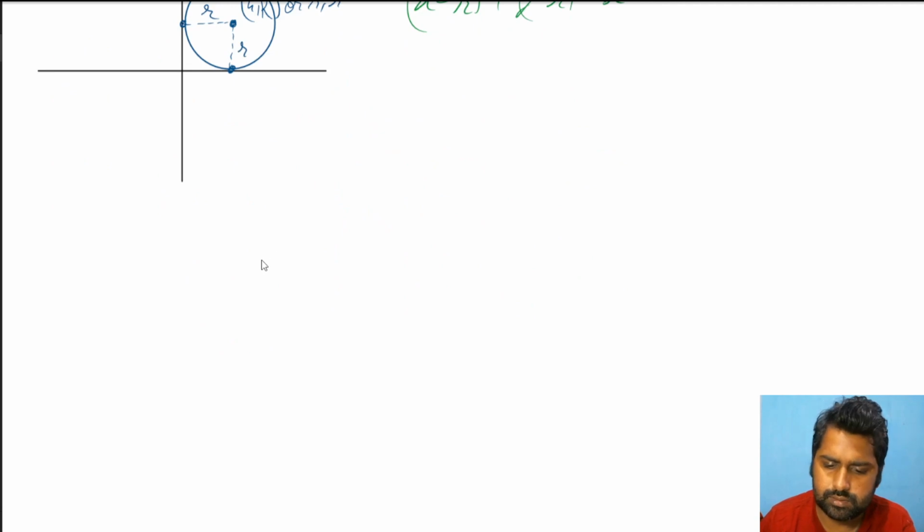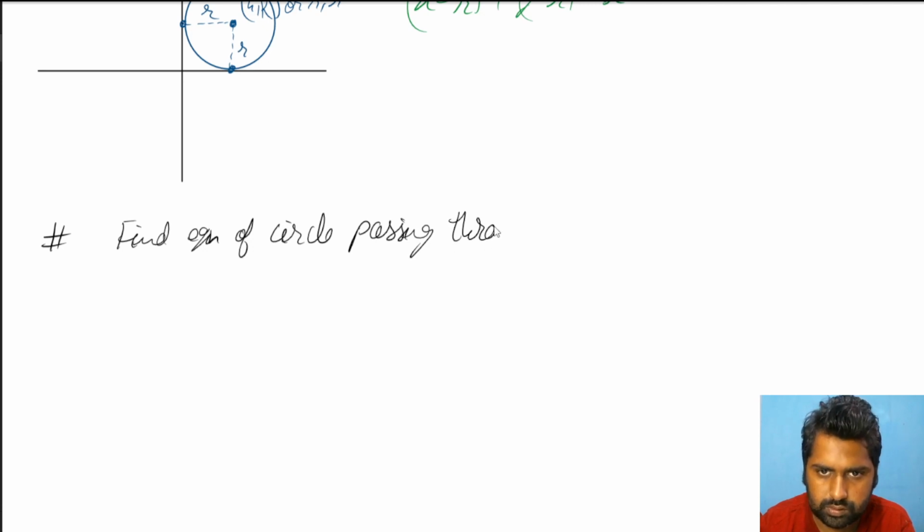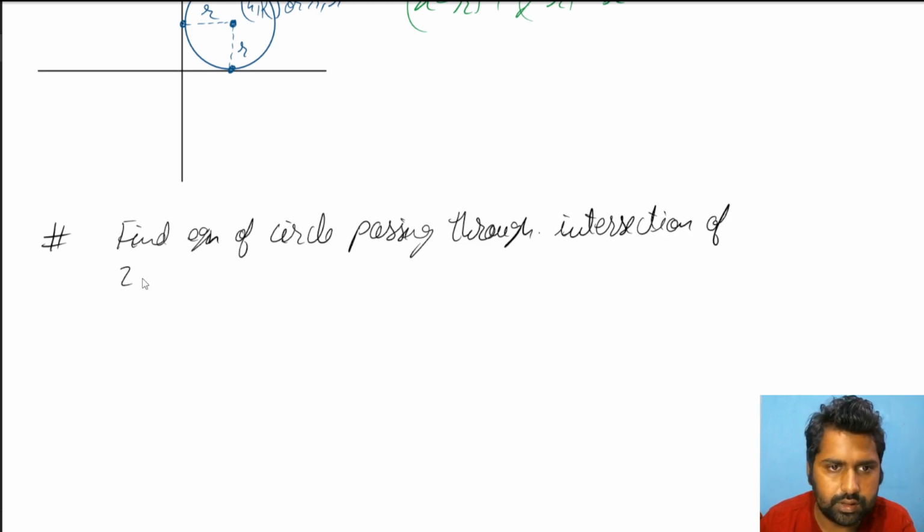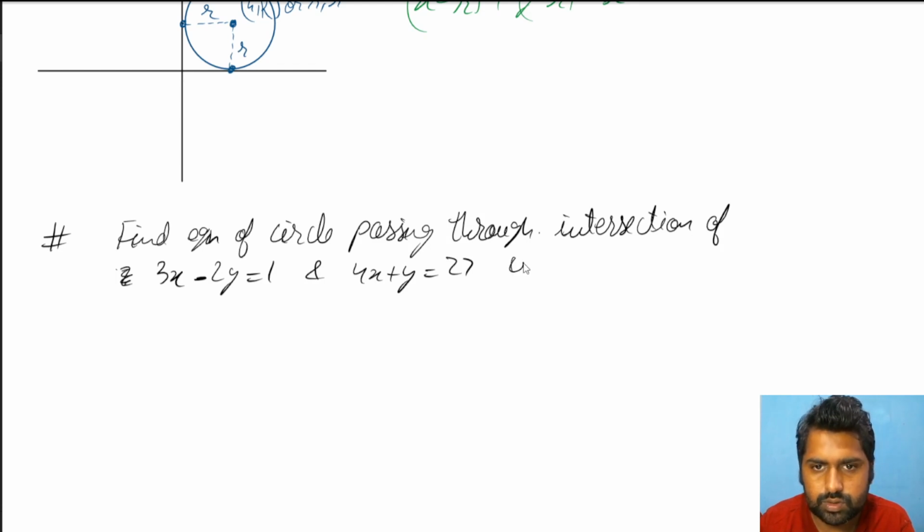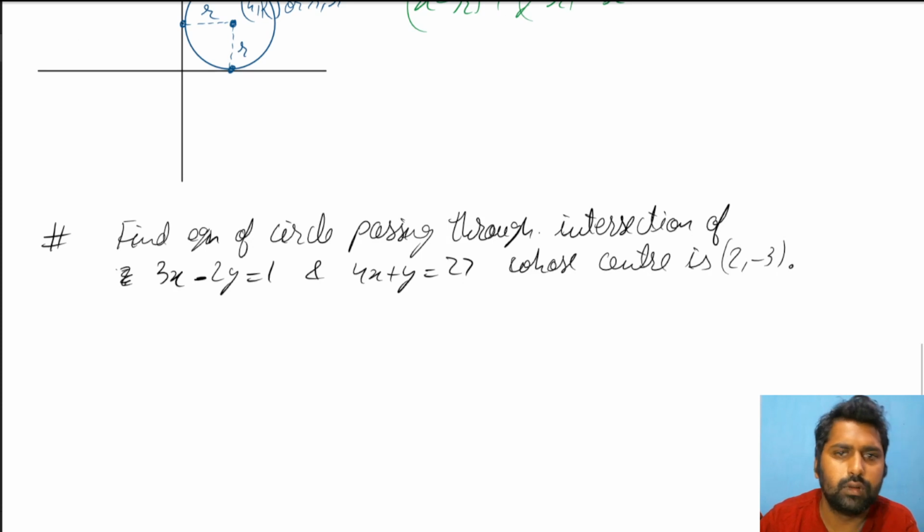Let's now look at few questions. Find equation of circle passing through intersection of a line that is 3x minus 2y equal to 1 and 4x plus y is equal to 27, whose center is 2 comma minus 3. All right.